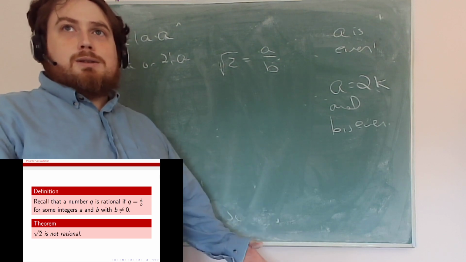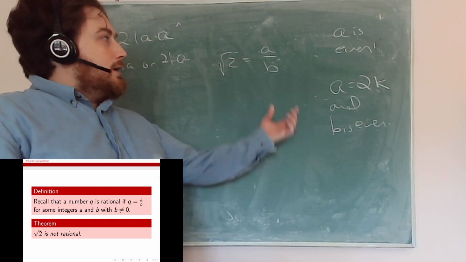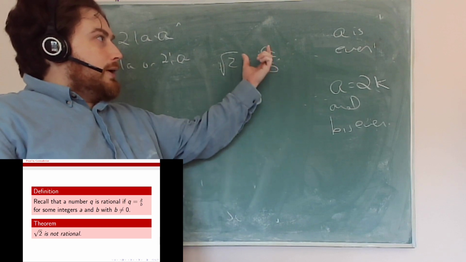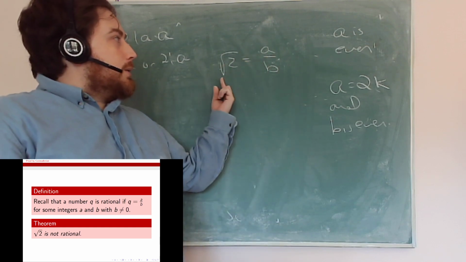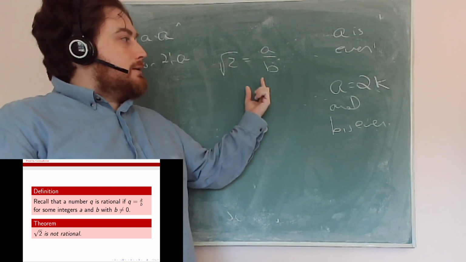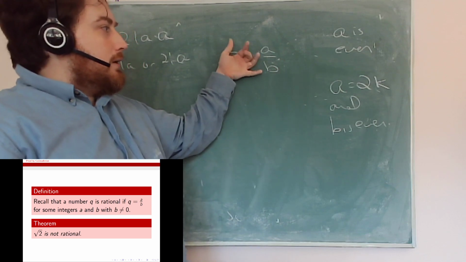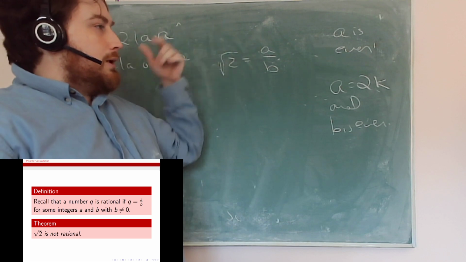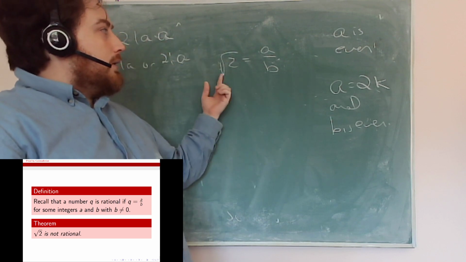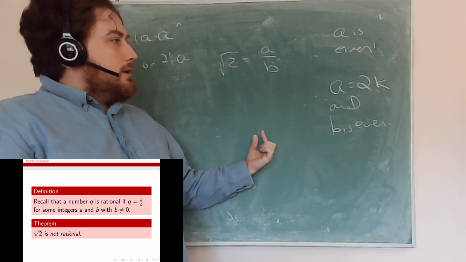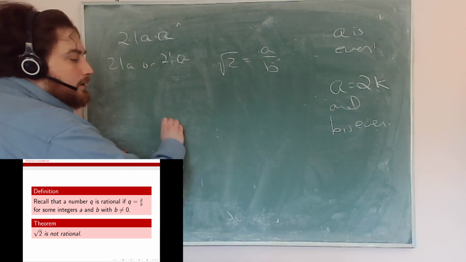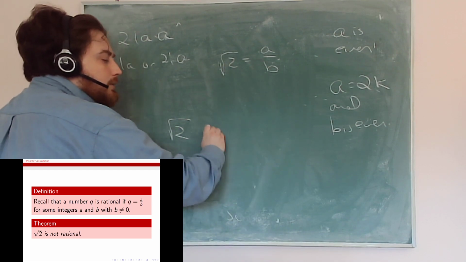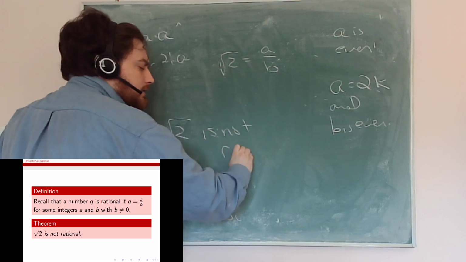Well, that means it's a contradiction, because we're saying something that can't be true. It both has to be true and false at the same time. So therefore, the square root of 2 cannot be rational, because it leads to the contradiction where both a and b are even and either a or b is odd. Therefore, this cannot be rational. Therefore, this has to be irrational, or we get our original statement that the square root of 2 is not rational.